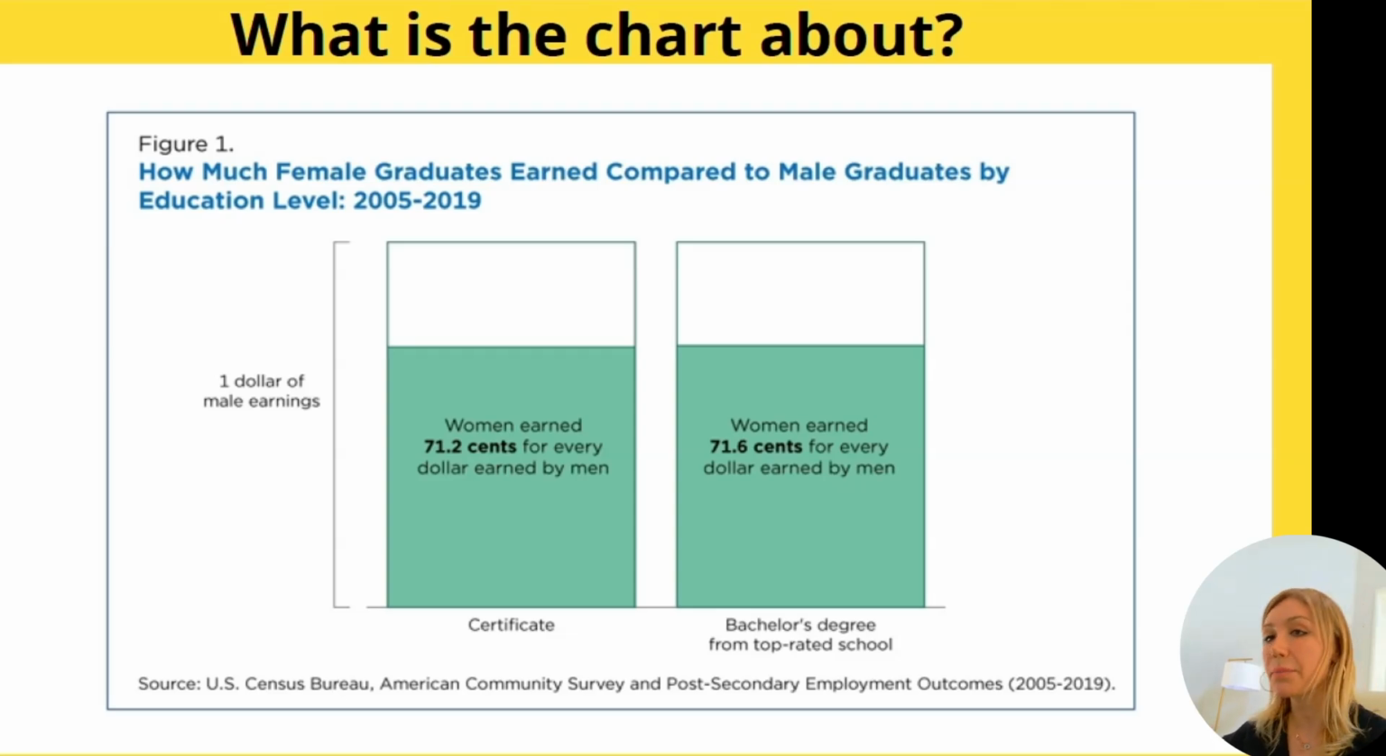And what is actually being measured? Let's ask the second question. This chart measures average earnings of graduates, right? It compares women and men within the same education category, but not within the same roles. So we don't know the job occupation distributions. Okay, it's good to know. So what is missing, right?